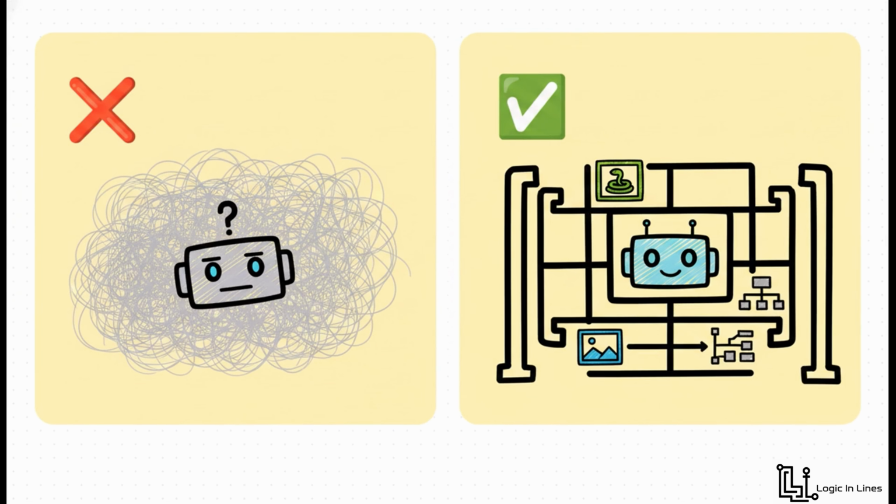Let's do a quick before and after makeover to really see this in action. Take a look at the left side here. It's a decent start, right? It gives a role and a basic requirement. But over on the right, man, we level it up.